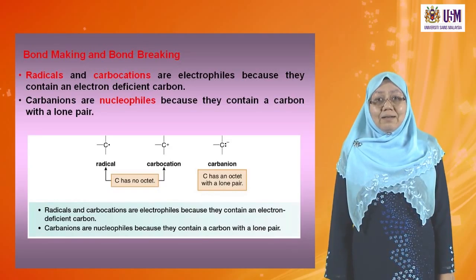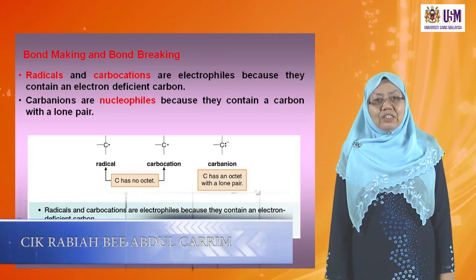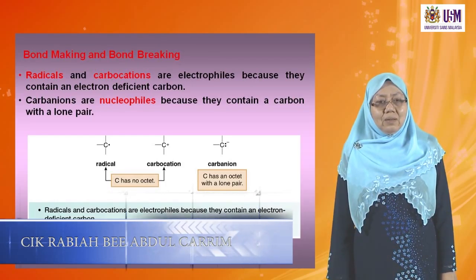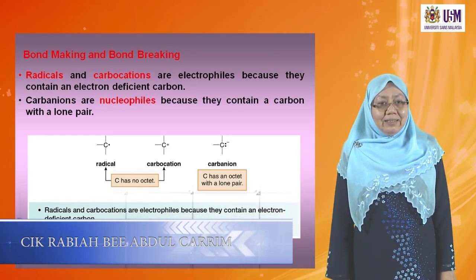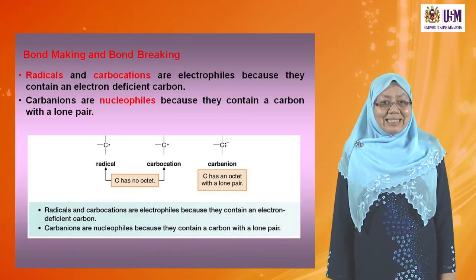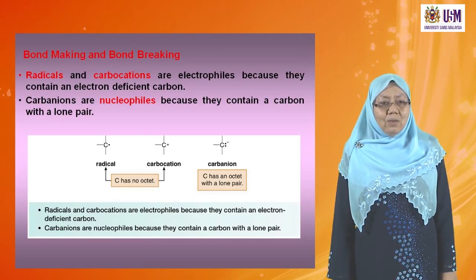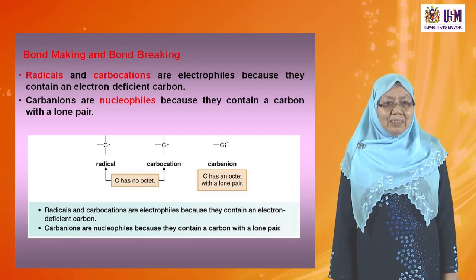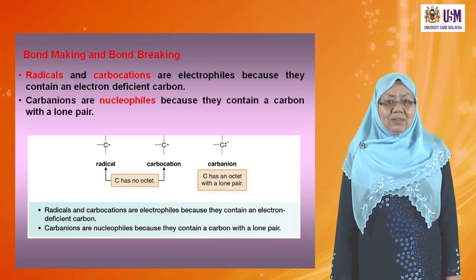Radicals and carbocations are electrophiles because they contain an electron deficient carbon. Carbanions are nucleophiles because they contain a carbon with a lone pair. So you see, a radical will have an unpaired electron. A carbocation would have only 6 electrons, whereas a carbanion will have all 8 electrons. It is an octet, but it also has a lone pair. So radicals and carbocations are electrophiles because they contain an electron deficient carbon. Carbanions are nucleophiles because they contain a carbon with a lone pair.